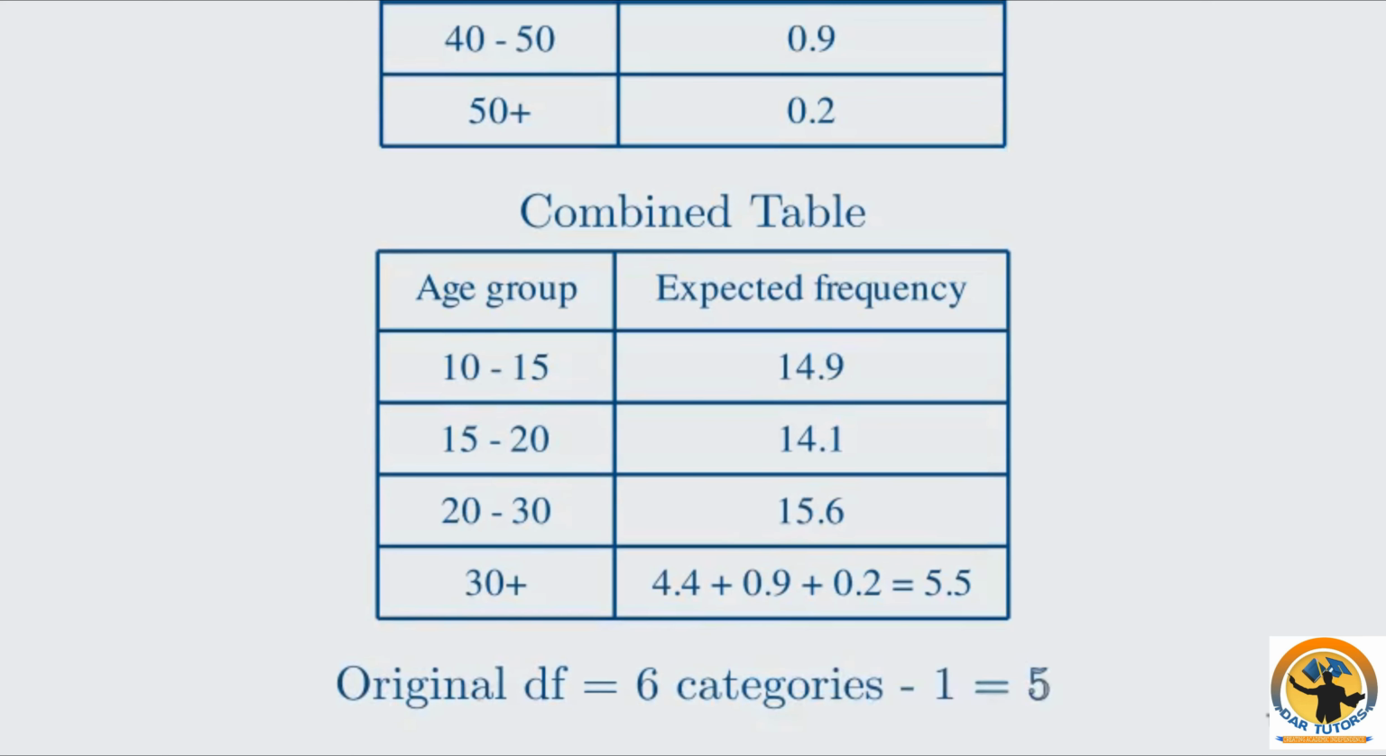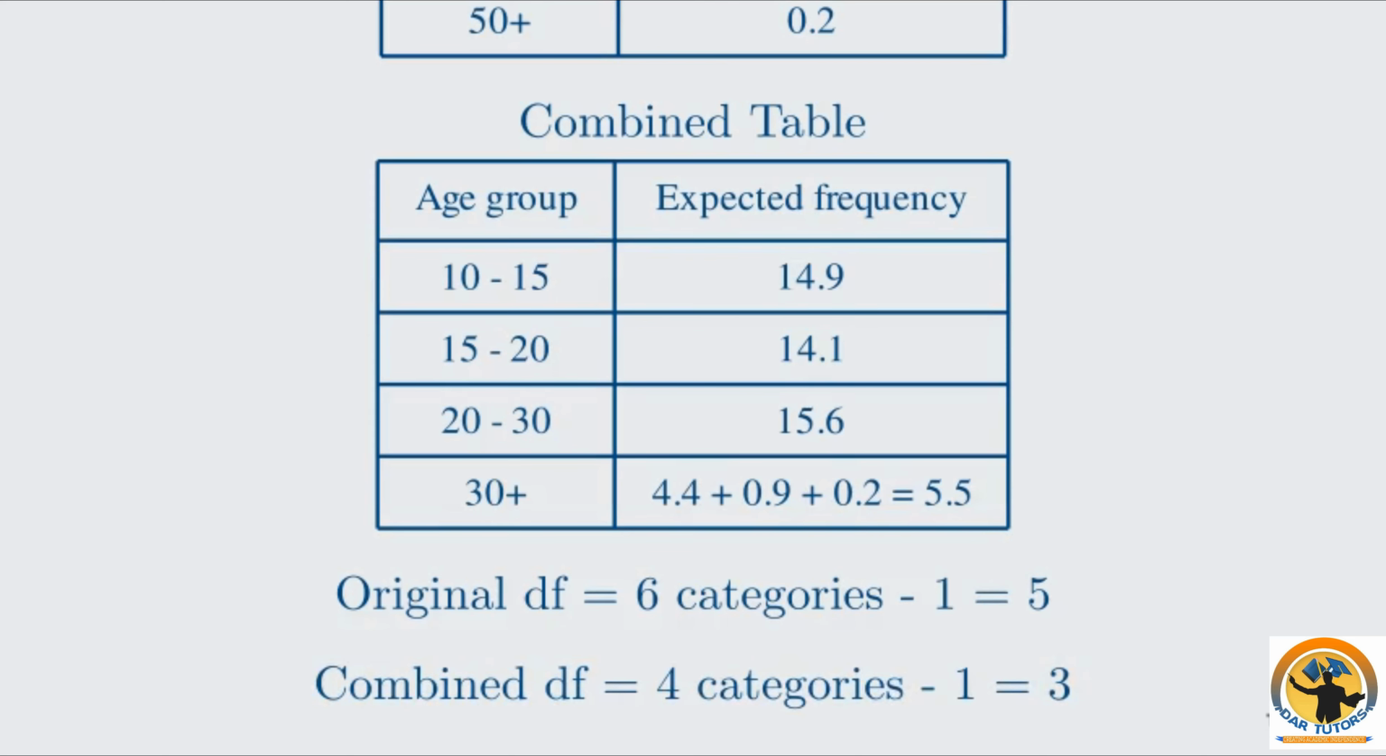Combining categories also affects the degrees of freedom. In the original table, there were 6 categories, so DF was 5. After combining, we now have 4 categories, so the new DF is 4 minus 1, which equals 3. Always recalculate DF after combining categories.